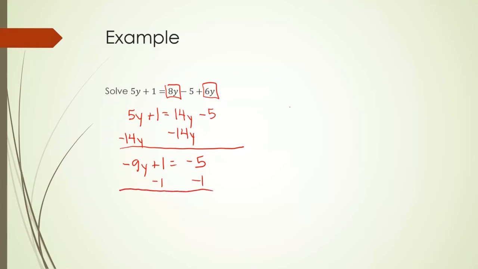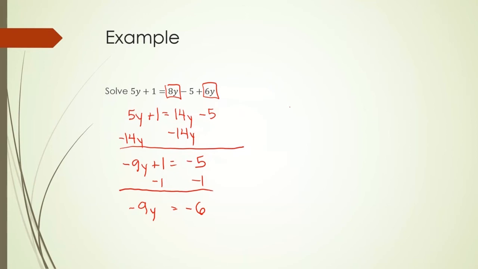And I'm doing that because I have a plus 1, so the opposite of a positive is a negative. So then I have a negative 9y, and then negative 5 minus 1 is negative 6. Now this is the point where I would multiply or divide here, because now I have 1 term equals another term. So on the left, I've got this negative 9 times y.